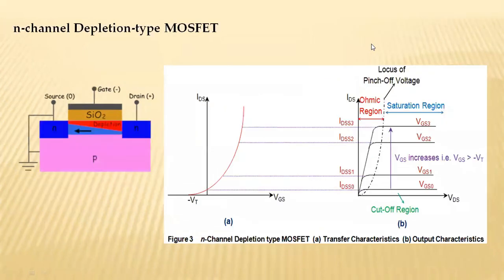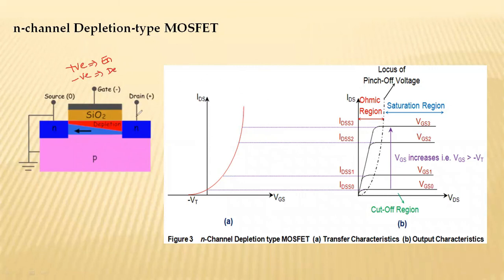Now let us see the N-channel depletion mode MOSFET. In the N-channel depletion mode MOSFET, the gate voltage applied may be either positive or negative. So if it is positive, then it acts under enhancement mode, and if it is negative, then it acts under depletion mode. Now let us see the characteristics.